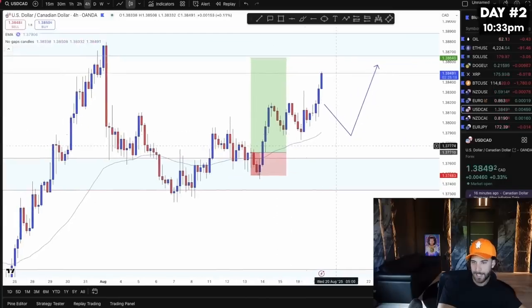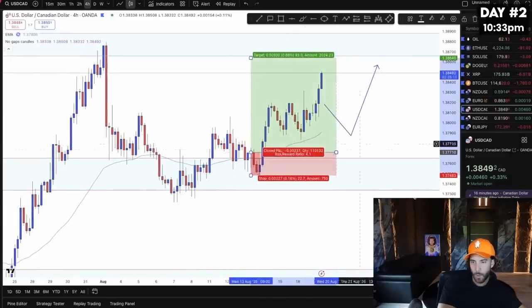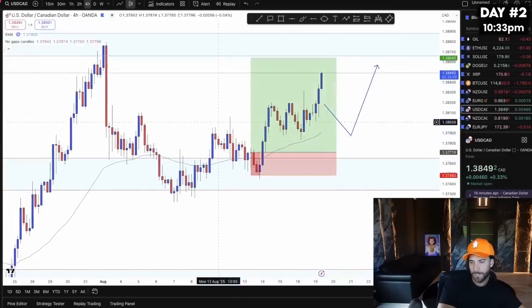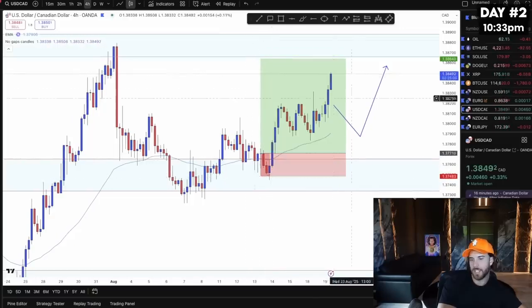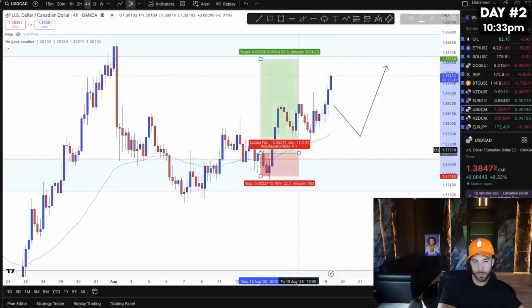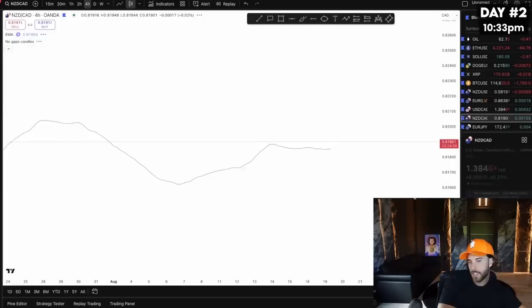USD CAD. Wow. Yeah, we got screwed over here, dude. Look at this. Literally wicked this out by 3 pips and now stopped out our take profit for a 1 to 4. You can't make this up, bro. It is what it is.